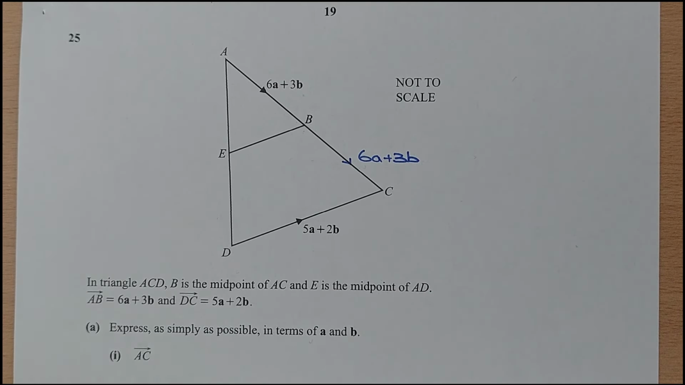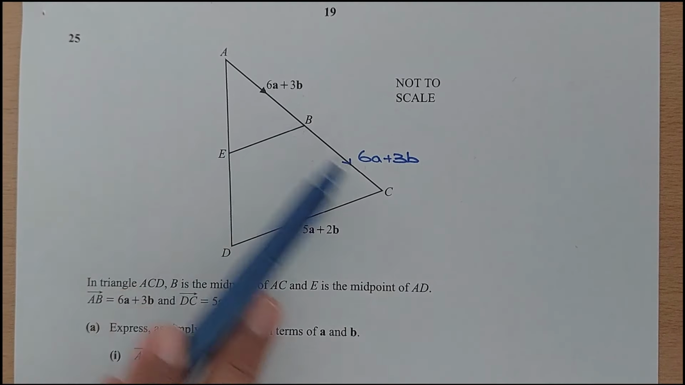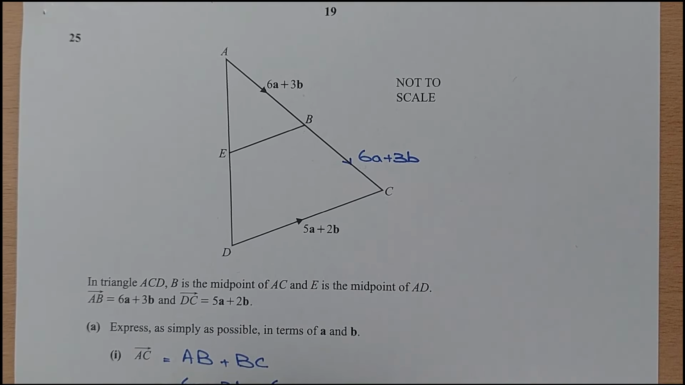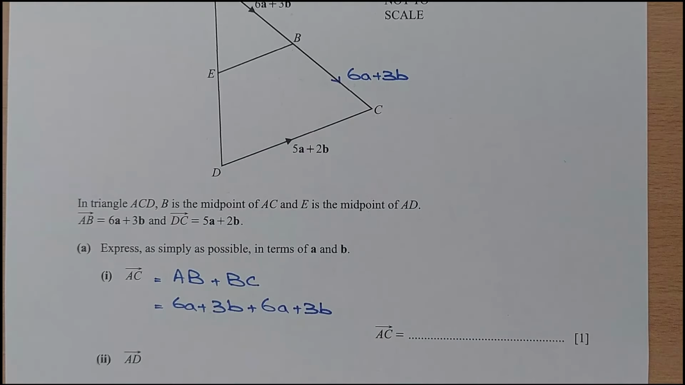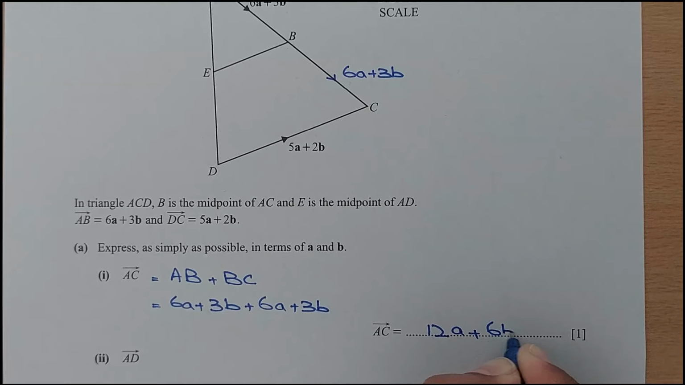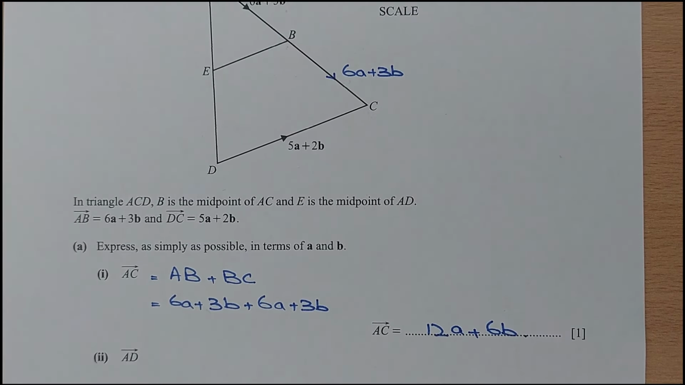Number 1, AC. So A to C is basically a sum of AB and BC, right? AB plus BC. So that is 6A plus 3B plus 6A plus 3B. So 6 plus 6 is 12A, 3 plus 3 is 6B. So 12A plus 6B.